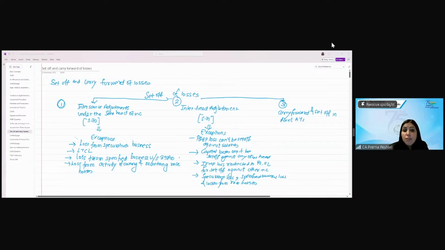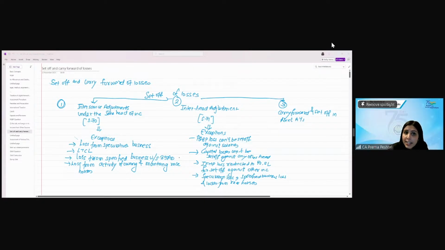Loss from a specified business under 35AD. It's a business loss, but you cannot set it off against a normal business income. It has to be against a specified business income. Loss from the activity of owning and maintaining race horses, you can only set off against the same income. So even if it says inter-source adjustment, it has to be under the same head of income, same source of income first. But there are exceptions with respect to these 4 categories.